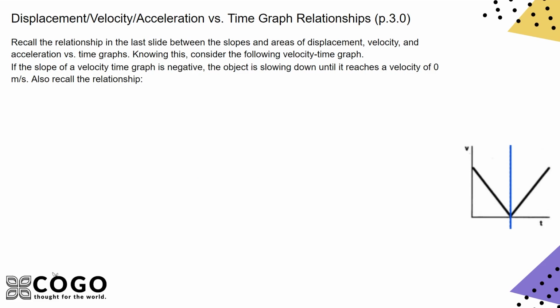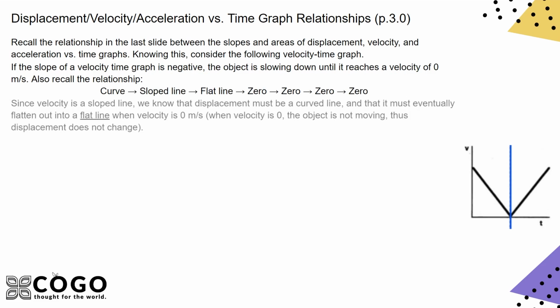If the slope of a velocity time graph is negative, the object is slowing down until it reaches a velocity of 0 meters per second. Also recall the relationship of a curve to a slope line to a flat line to 0, 0, and 0. Since velocity is a slope line, we know that displacement must be a curved line, and that it must eventually flatten out into a flat line when velocity is 0 meters per second. When velocity is 0, the object is not moving, thus displacement does not change.